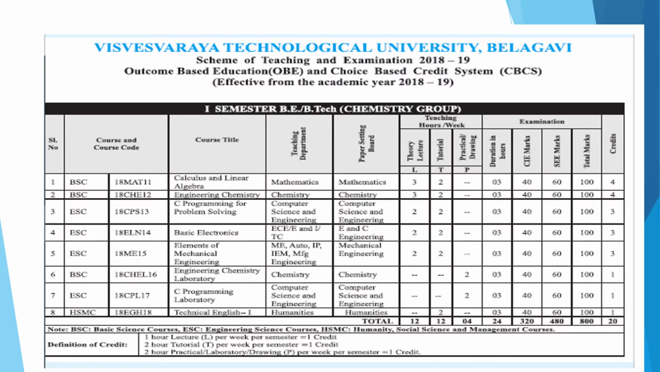For the chemistry group of engineering, we will be having the following courses and course codes. The first subject is common to both the cycles, that is calculus and linear algebra, mathematics subject. And the second subject is engineering chemistry. The third is C programming for problem solving. And the fourth is basic electronics. And the fifth is elements of mechanical engineering. The sixth course is Engineering Chemistry Laboratory. The seventh is C Programming Laboratory, and Technical English is common to both the chemistry group and physics group.